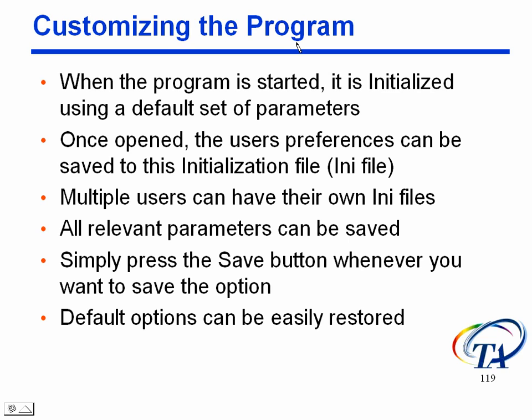Virtually any relevant parameter can be saved. Simply press the save button whenever you want to save that option. So on any dialog you're on, like graph options or signals or whatever, select the things that you want, hit the save button, and from that point on, for every file that you open, you're going to have those options selected. The default options can be easily restored. Individual dialogs often have a default button that will reset everything back to the default, and you can also reset the whole system back to defaults.